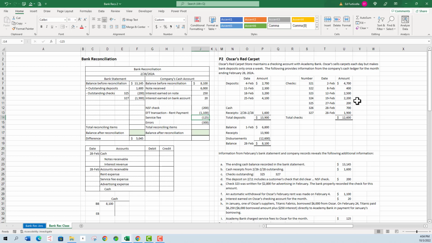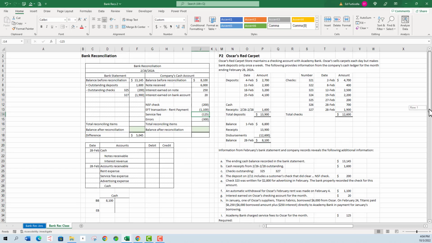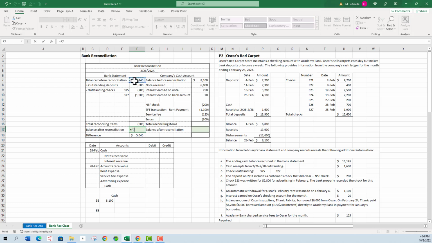At this point, the hard work has been done. The difference has been accounted for, and it's time to complete the bank reconciliation and determine our true cash account balance. We start with the bank statement side of the template. Adding the deposits outstanding and subtracting the checks outstanding will give us our total reconciling items of a negative $500. Subtracting the $500 from the bank balance before reconciliation of $13,145 gives us the bank statement balance after reconciliation of $12,645. The $12,645 should be our true cash balance.